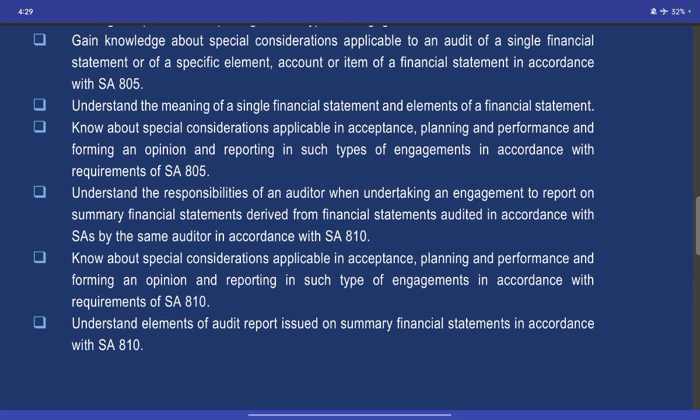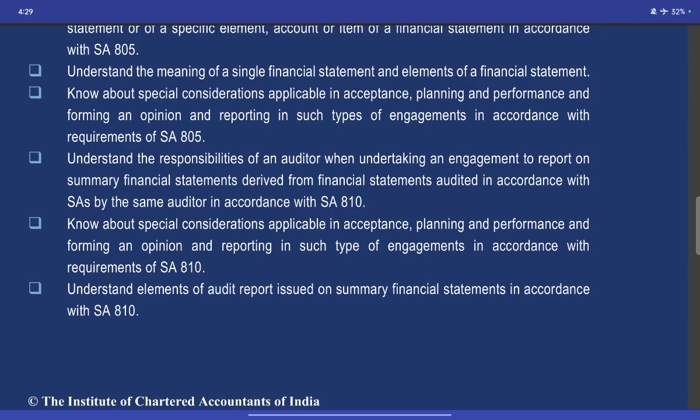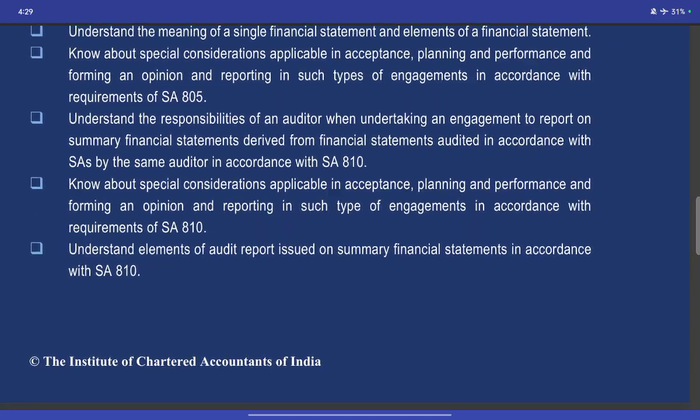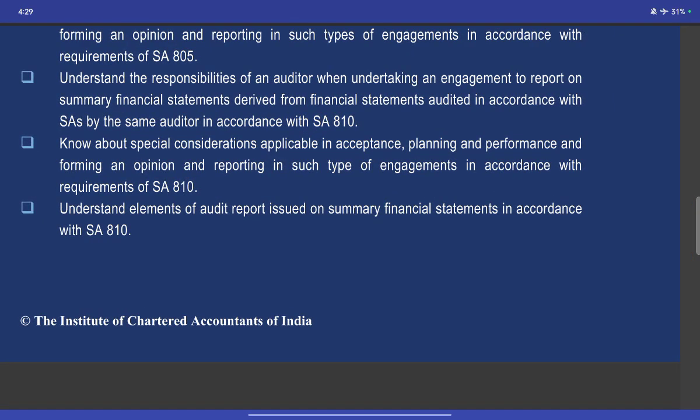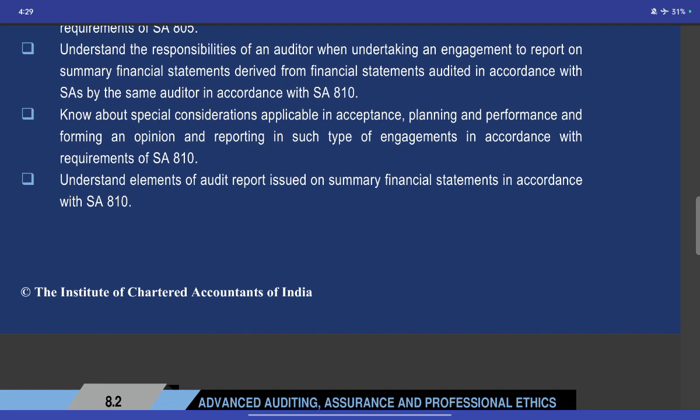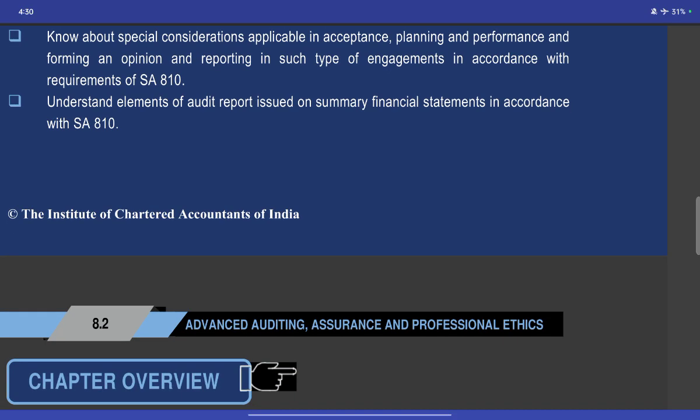Understand the meaning of single financial statements and elements of financial statements. Know about the special considerations applicable to acceptance, planning, performing, forming an opinion and reporting for this type of engagement. Understand the responsibilities of the auditor and the engagement report on summary financial information derived from the financial statements audited in accordance with the SAs, according to SA 810. Follow the special considerations applicable to acceptance, planning, performance, forming an opinion and reporting of the engagement according to SA 810, and understand the audit report on summary financial statements.